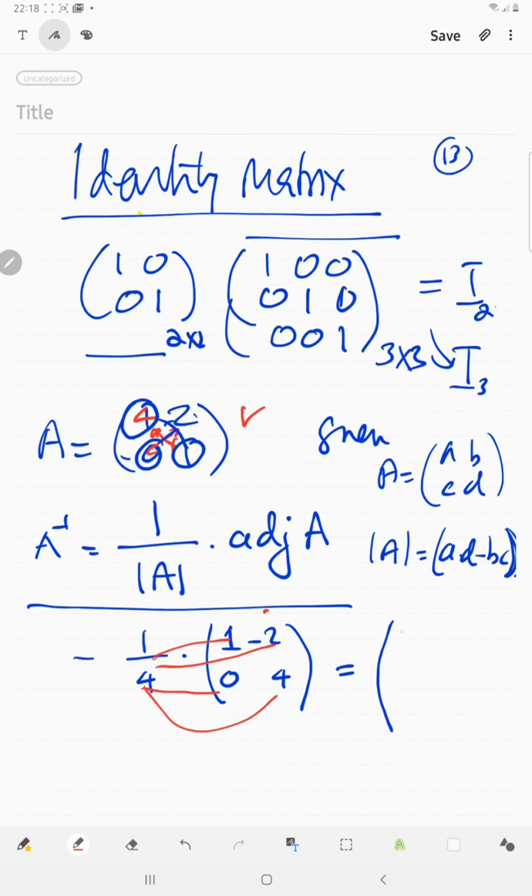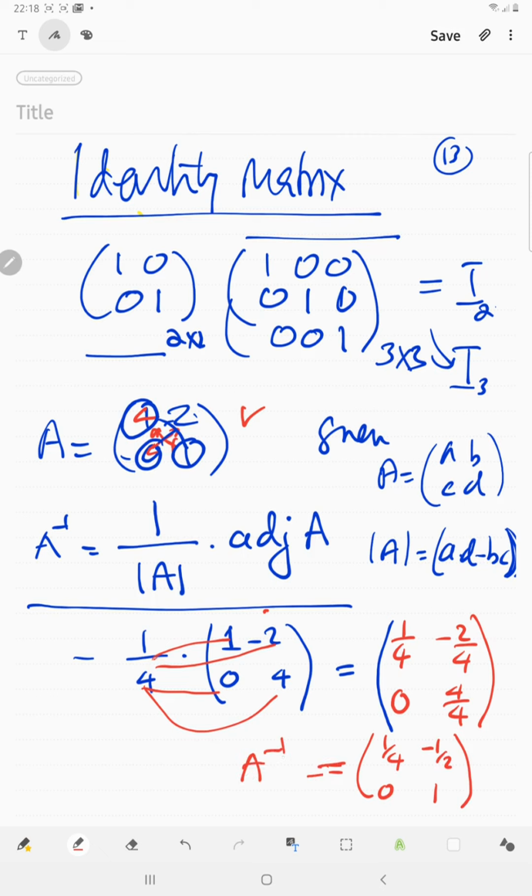At the end of the day, you're going to have 1 over 4, and then negative 2 over 4, and then 0, then 4 over 4. So this can simplify to 1 over 4, then negative half, and then 0, and then 1. This one is what is called an A inverse.